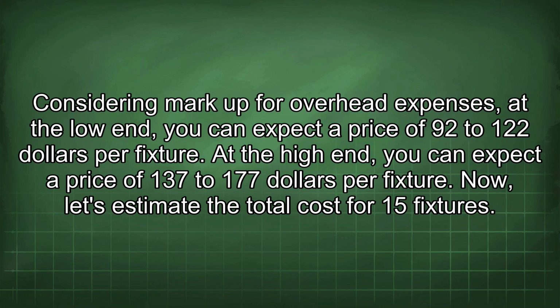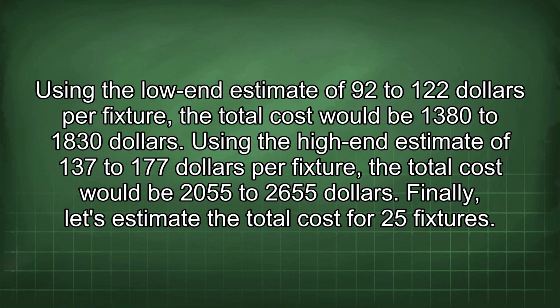Considering markup for overhead expenses, at the low end, you can expect a price of $92 to $122 per fixture. At the high end, you can expect a price of $137 to $177 per fixture. Now let's estimate the total cost for 15 fixtures. Using the low-end estimate of $92 to $122 per fixture, the total cost would be $1,380 to $1,830. Using the high-end estimate of $137 to $177 per fixture, the total cost would be $2,055 to $2,655.